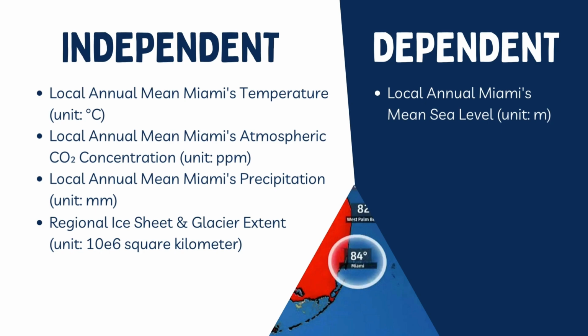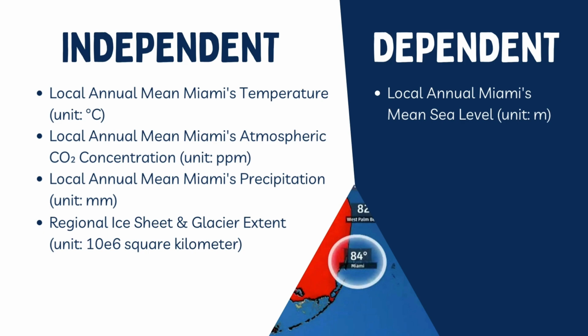The local annual mean atmospheric CO2 concentration in Miami in parts per million, which impacts the ocean acidity and temperature specifically around Miami. The local annual mean Miami precipitation in millimeters, which can deviate from the long-term average precipitation amount for Miami, and hence capture changes in rainfall that may affect local sea levels. And finally, the regional ice sheet and glacier extent in 10^6 square kilometers, which incorporates the changes in the amount of ice in the northern hemisphere.